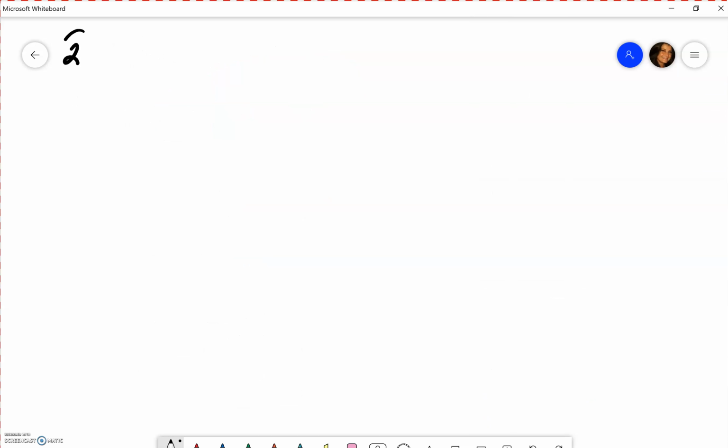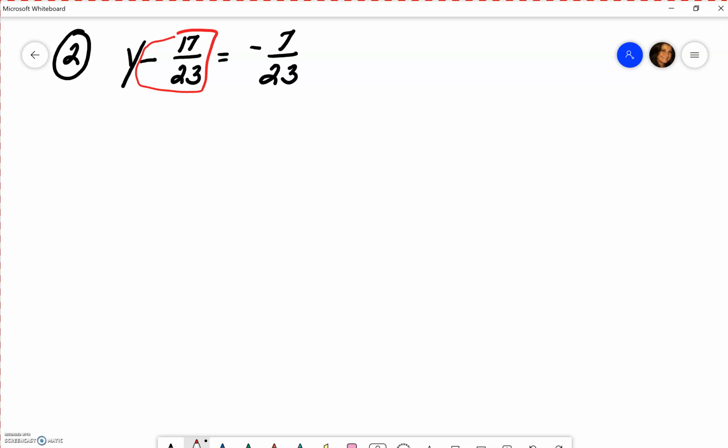So number 2, we have y minus 17 over 23, and that's equal to negative 7 over 23. Okay, it's the same exact process. We can see that we need to take this and move it over to this side. So we're going to have to add it so it zeroes out, and what you do to one side, you must do to the other. So you'll add it to this side.